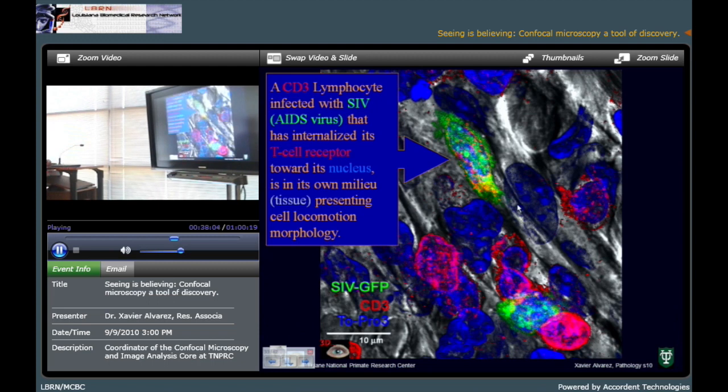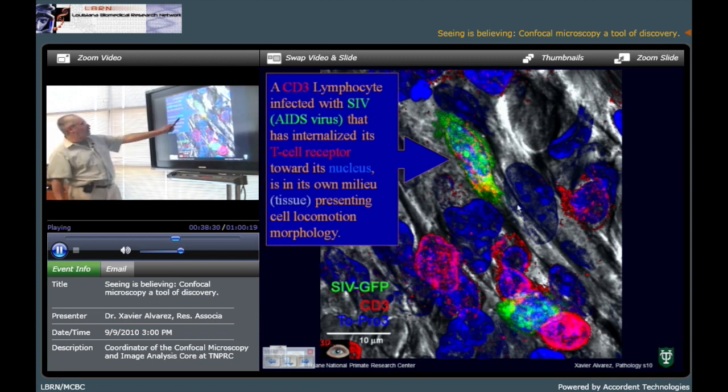Good. This is another good picture of a cell that is infected. This is with the virus. We generate a virus that has in its genome green fluorescent protein. Then we inoculate the animal, and then it gets AIDS, and it gets a virus that fluoresces, okay, in green.